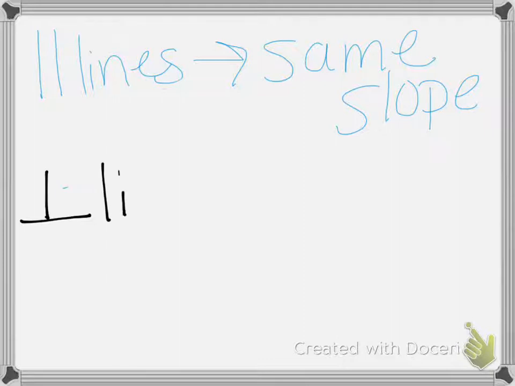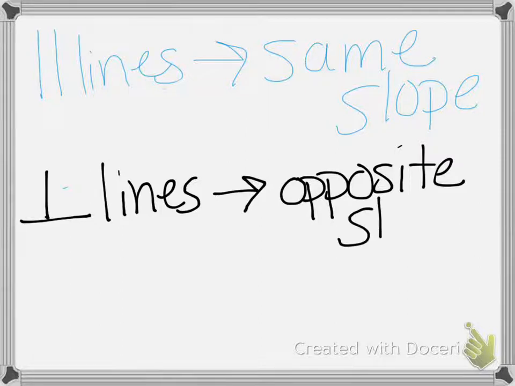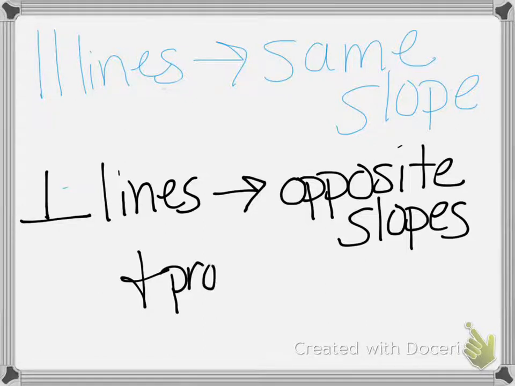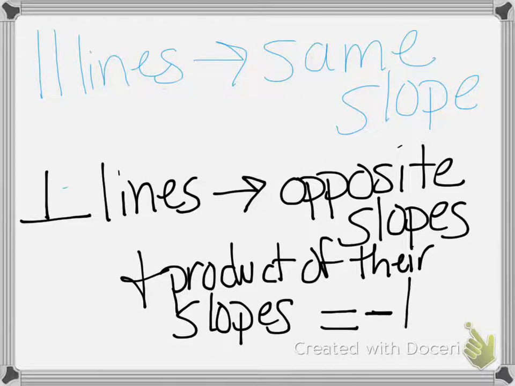Perpendicular lines have the opposite slopes, and the product of their slopes equals negative 1. So if you were to take the slope of one line and multiply it by the slope of its line that's perpendicular, you would get negative 1. They're also known as opposites. So let me show you how that works real quick.